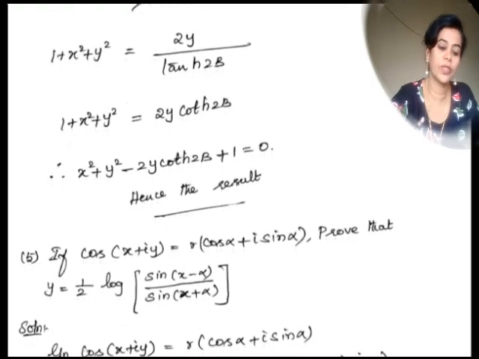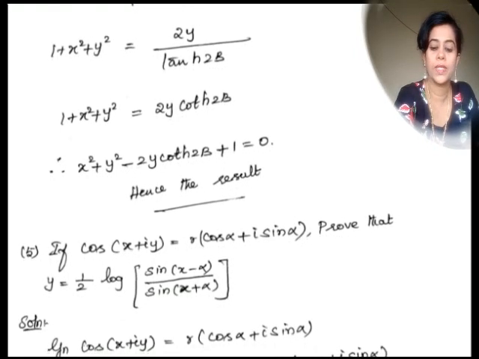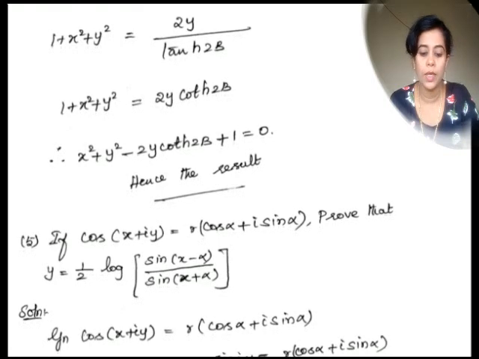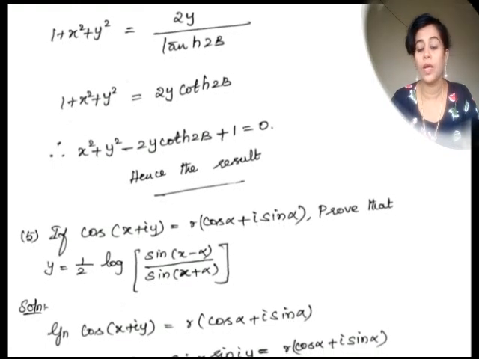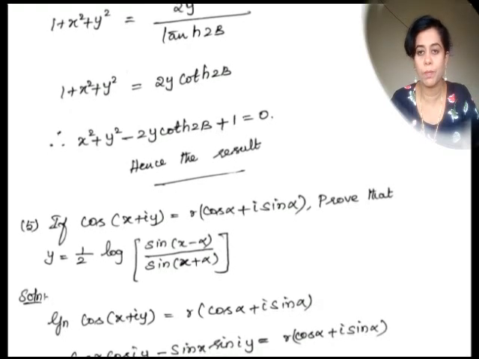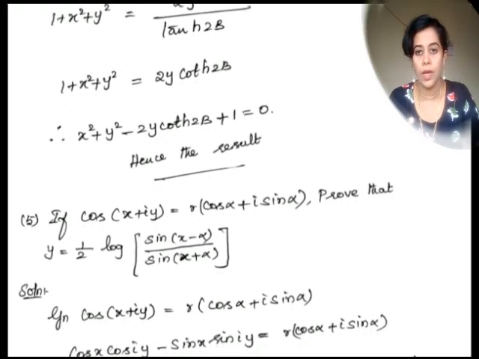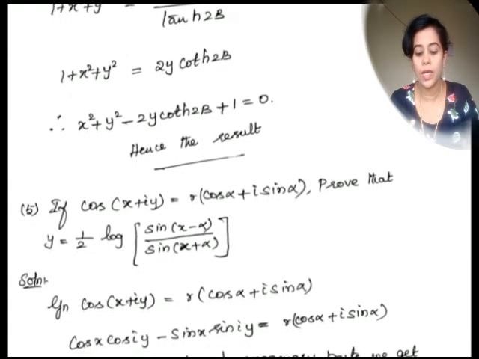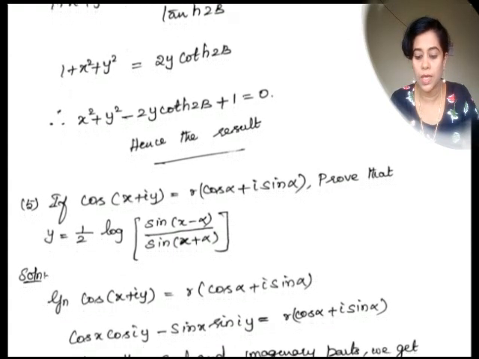Let's see the fifth problem. If cos of x plus iy is equal to r times cos alpha plus i sin alpha, then prove that y is equal to half times log of sin of x minus alpha divided by sin of x plus alpha. And here the given relation is cos of x plus iy equal to r cos alpha plus i sin alpha.